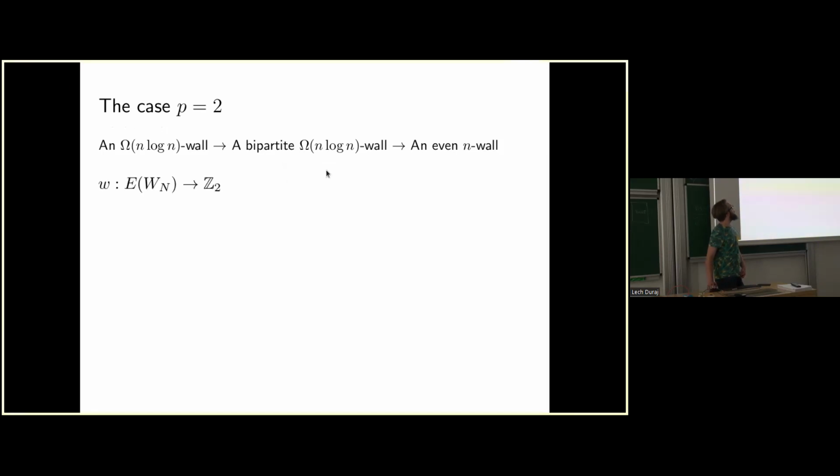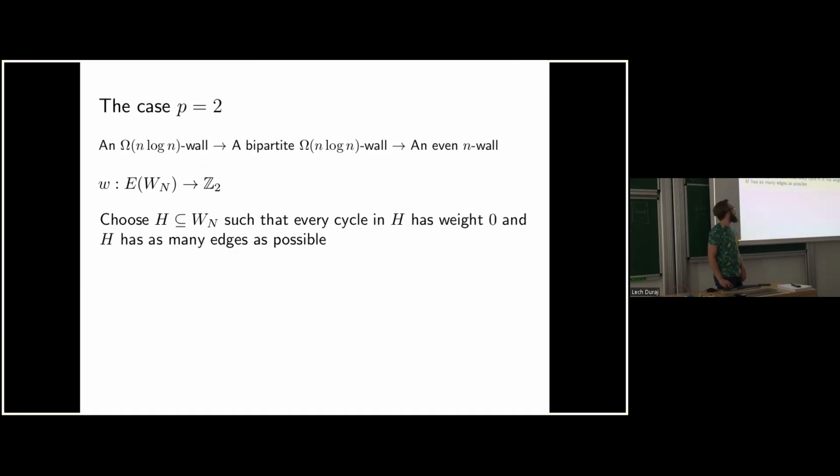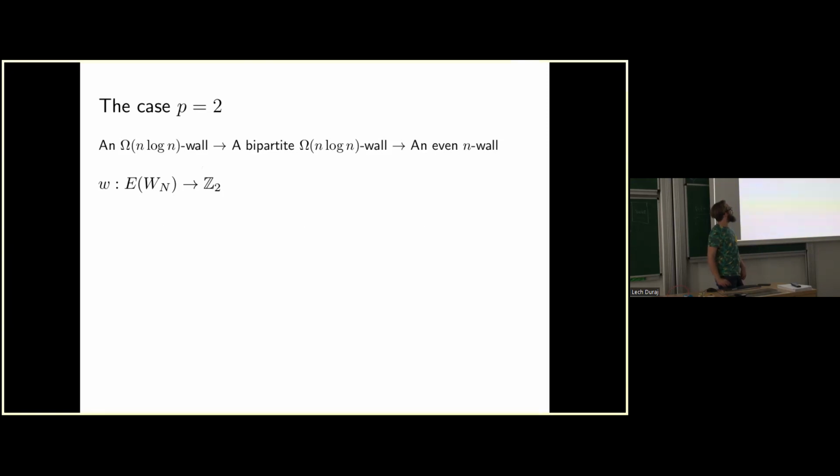So yeah, we start. Let capital N denote some omega n log n value, and consider any labeling of edges with the elements of Z2. So we have 0 and 1, which denote the parity of the corresponding path in the wall. In our first step, we want to find a large wall of size linear in n, which is bipartite.